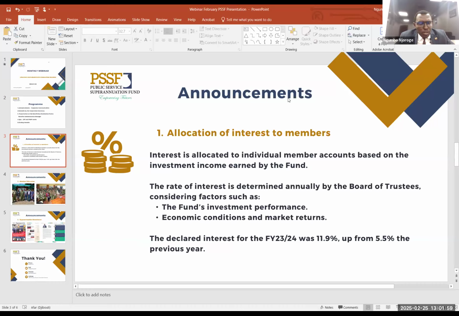If you check your audited statement for that period, you should see the interest that was allocated to you on your member contributions as well as the employer contributions. This interest is allocated based on the individual member accounts, that is, on the investment income earned by the fund. It is determined annually by the Board of Trustees, considering factors such as the fund's investment income, as well as the economic conditions and market returns during that period. So again, members, just log into your member portal and download the statements to see how much was allocated to you as investment income for that period.